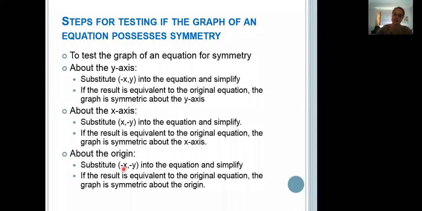Now, graphs can also be symmetrical about the origin, and we test for that by replacing both x and y by their negatives, and simplifying.